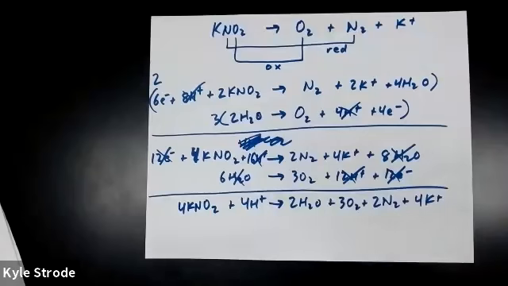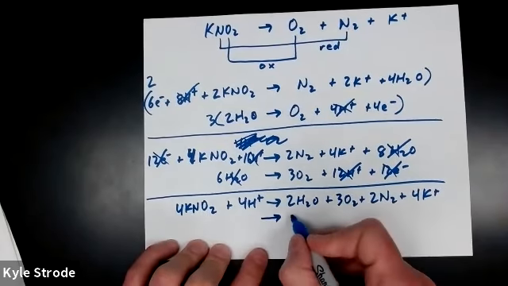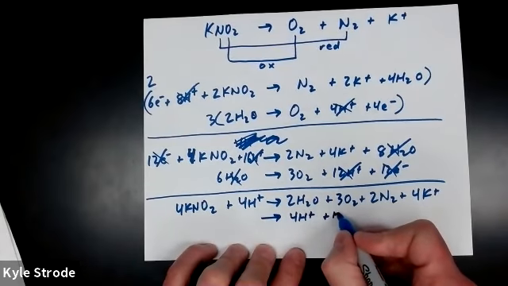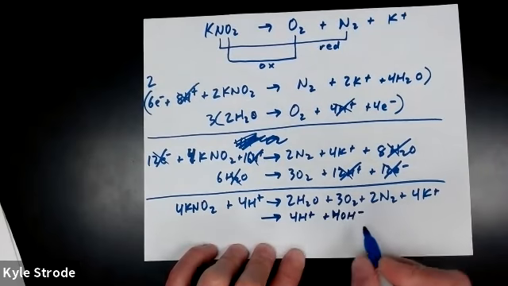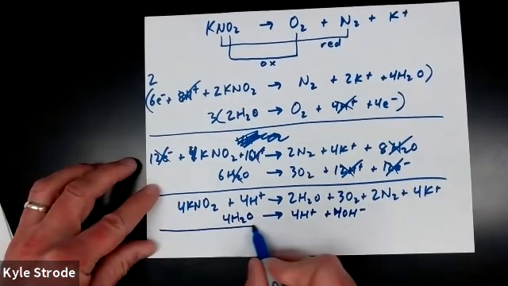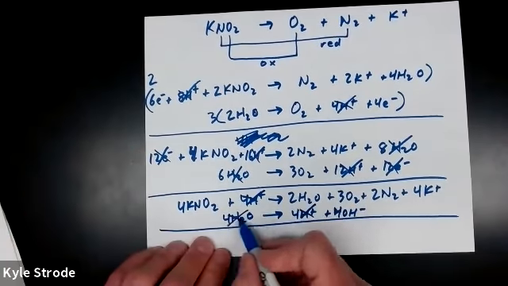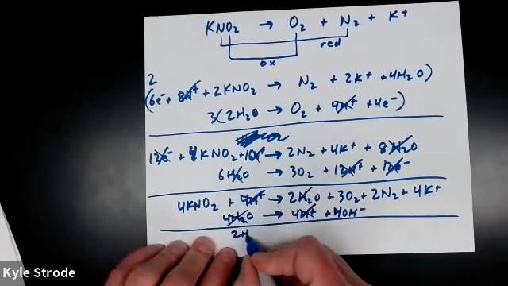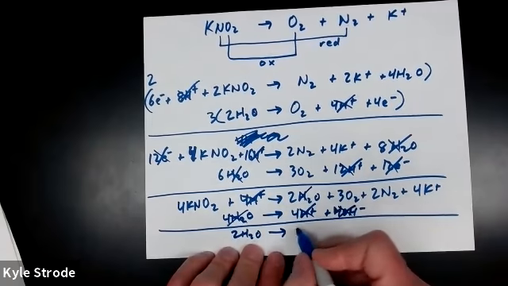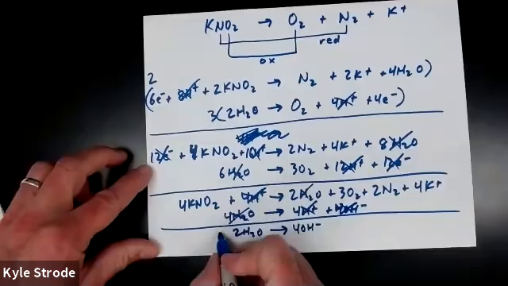Okay, this is balanced in acidic solution. If we want to balance it in basic solution, put the same number of H pluses on the other side of the arrow, that same number of hydroxides, that same number of waters. Cancel. Now bring everything else down.